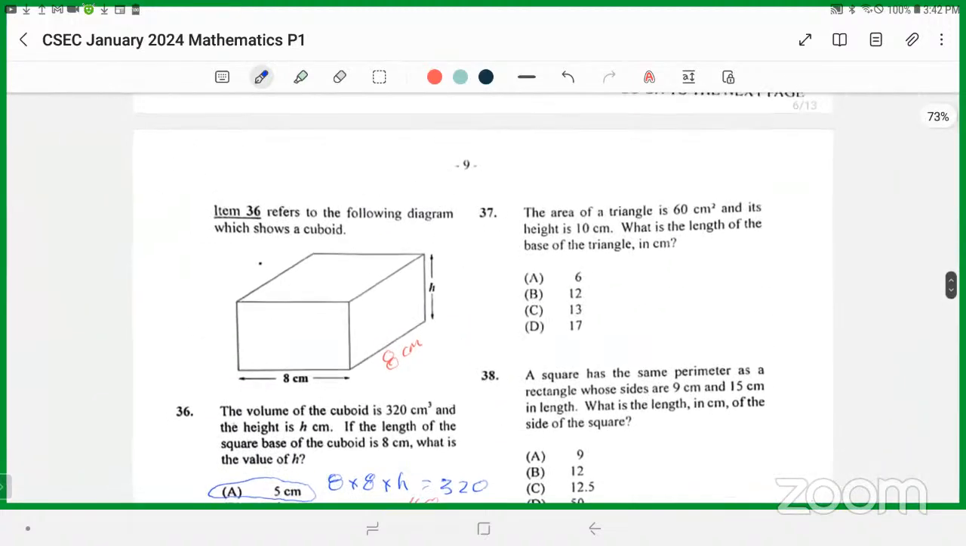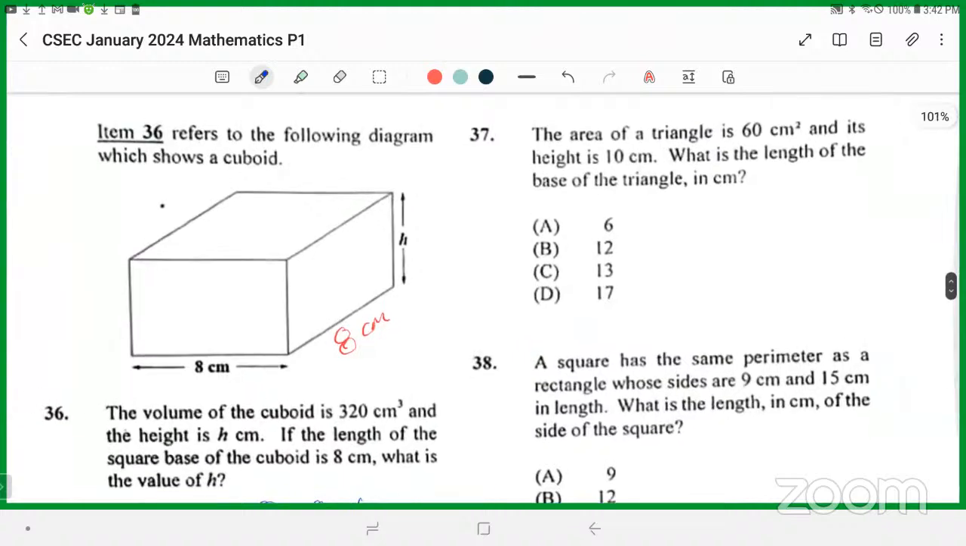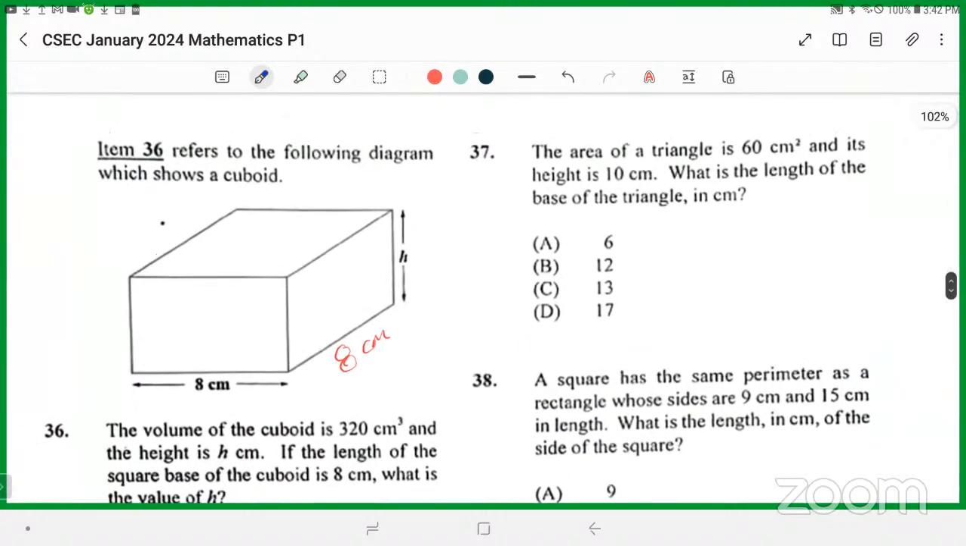Number 36, these are all measurement questions. 37. So the area of a triangle is 60 centimeters square and its height is 10. What's the length of the base? Easy. Half base times the height, which is 10, is 60. Half base times height is 60. So we can say it's 12 and the answer is 12.